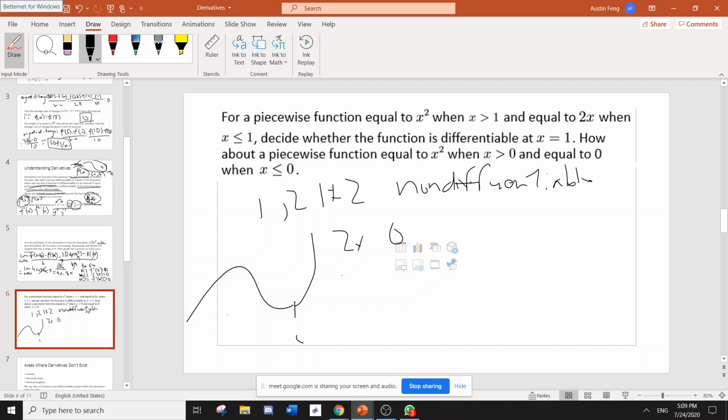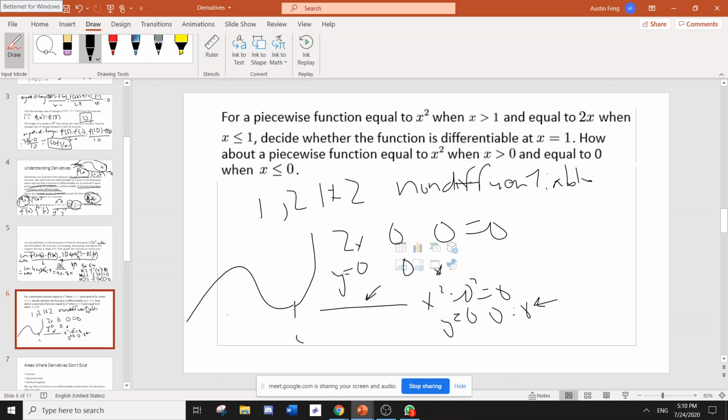and then y is equal to 0. It's constant, so obviously the derivative is going to be 0. 0 is equal to 0. We need to confirm that it's continuous, so x squared at 0 is 0 squared, which is 0, and y is equal to 0, so 0 is equal to 0. It's continuous, and it's differentiable.